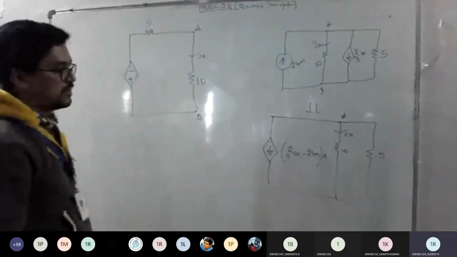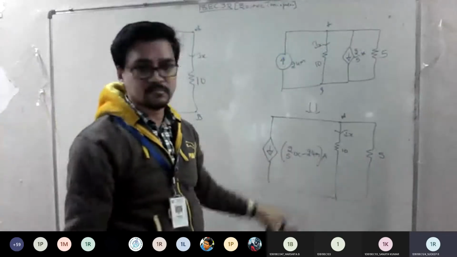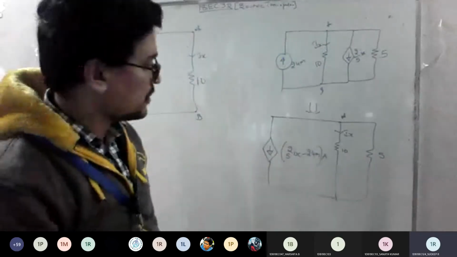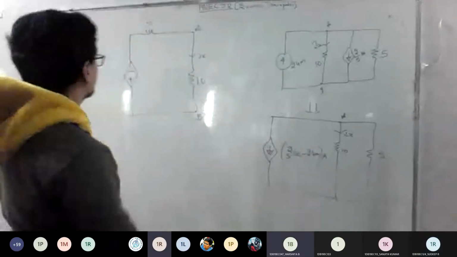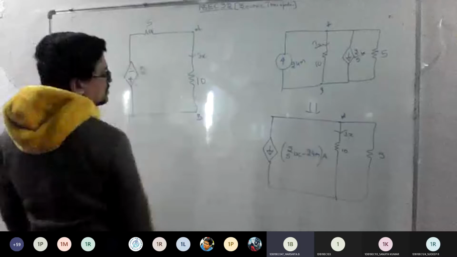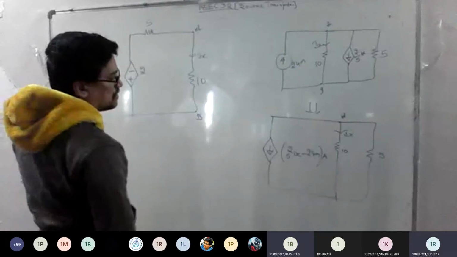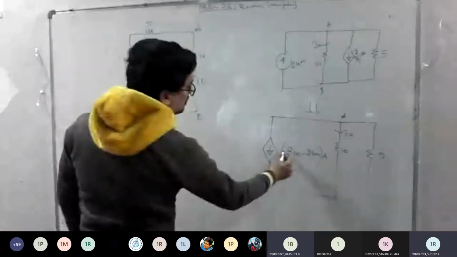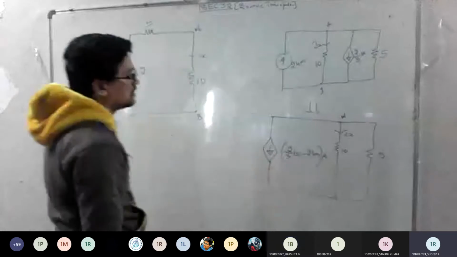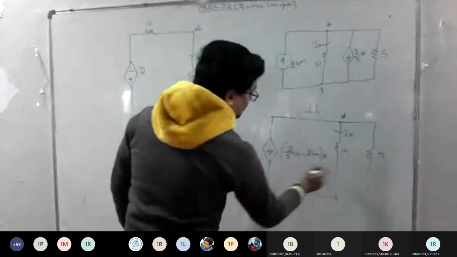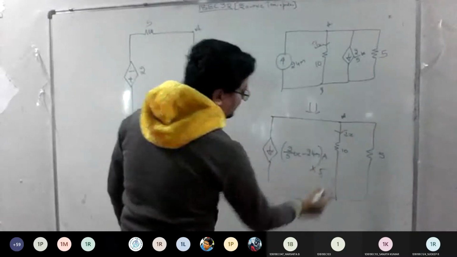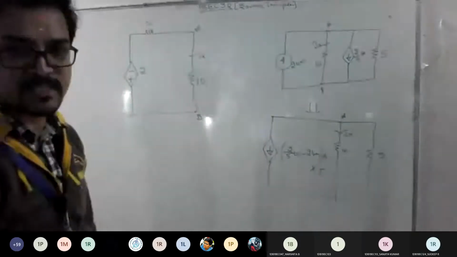What is the value? V equals I into R. So 2Ix minus 120 milli. Minus 120, Ix milli. You multiply. V equals I into R, so this value should be multiplied by 5. After multiplying by 5, tell me what is the answer?